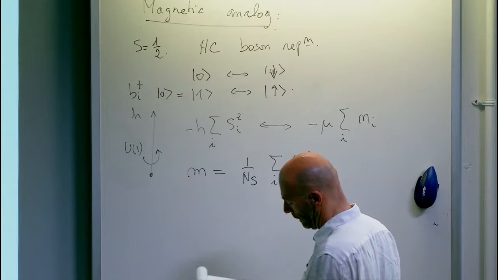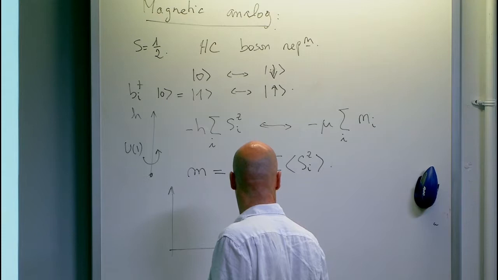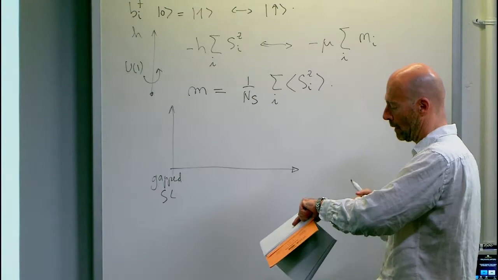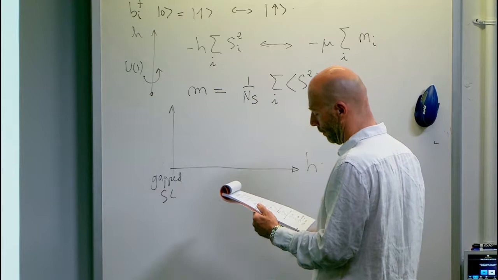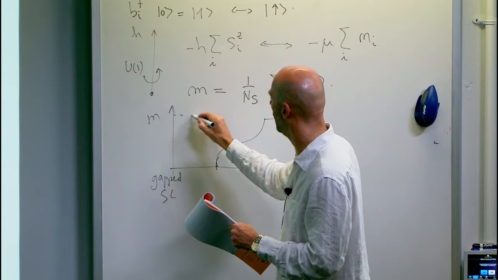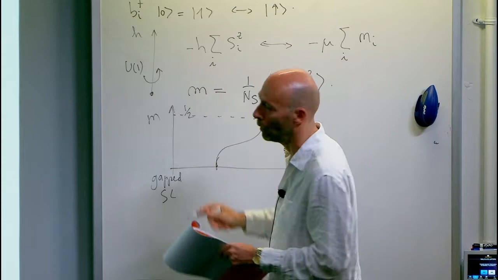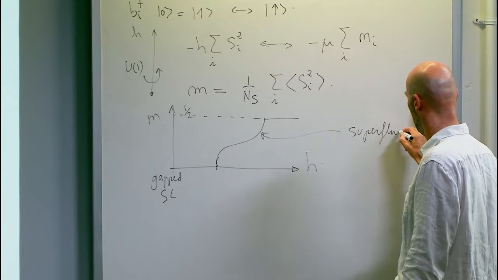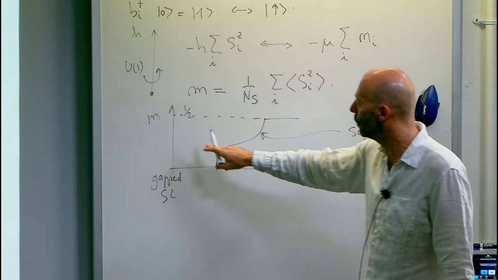And what I expect, if I start from a gapped spin liquid, is to observe, above some critical magnetic field, a phase transition. So this M will rise up to saturation, which in this case is 1/2. So all the spins will be up in the magnetic field. And this state actually is a superfluid, because this state also breaks this U(1) symmetry. So this is the analog of the superconductor.